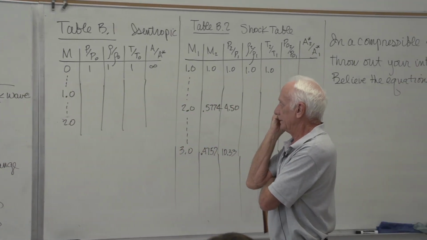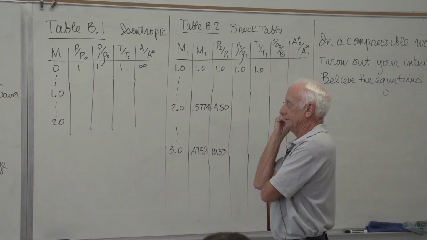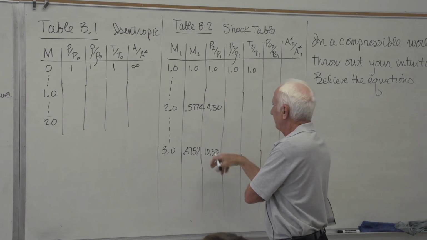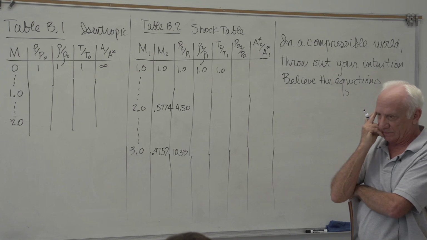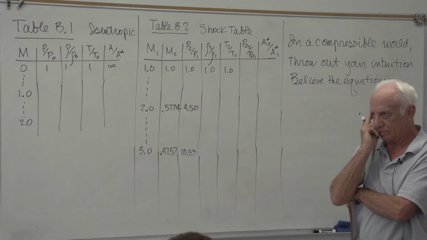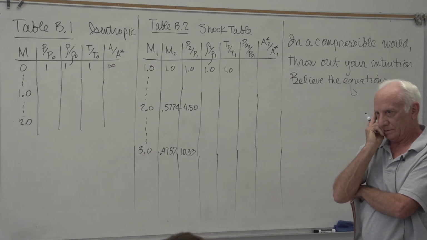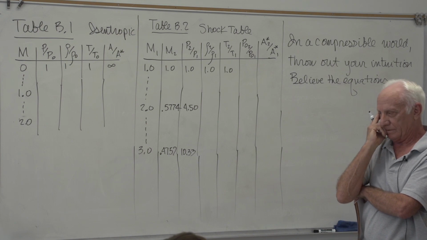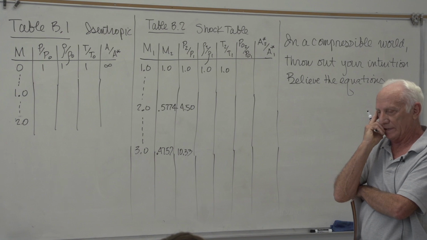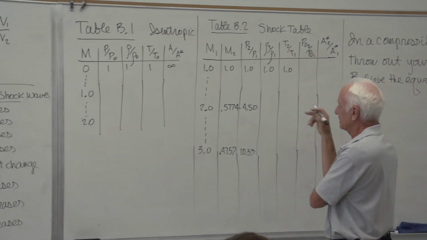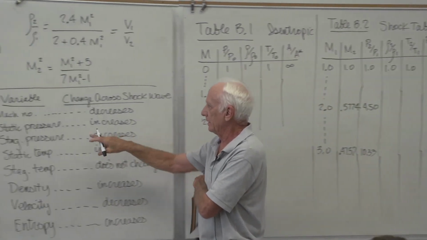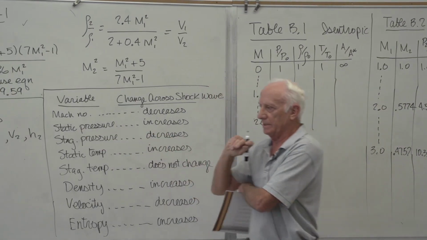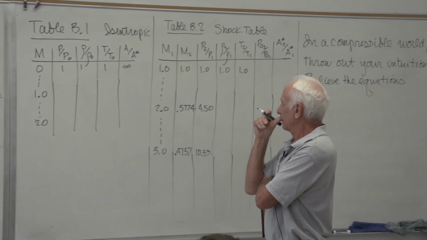What's the downstream pressure? Oh boy, is it really big. 10.33 times that. Will it blow your eardrums out? Probably, yeah, probably. Don't stand on the deck of a carrier with a jet over at Mach 1.8. Your eardrum will be blown out, yeah. Why? Because that pressure increases so dramatically. Pressure goes up, let's check it out here. Static pressure increases, yes it does. Okay.